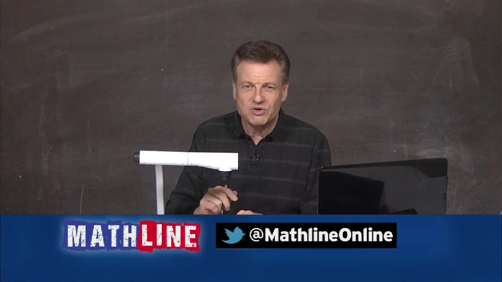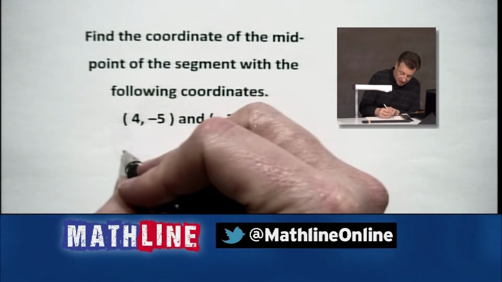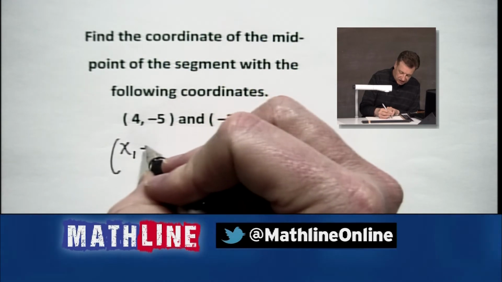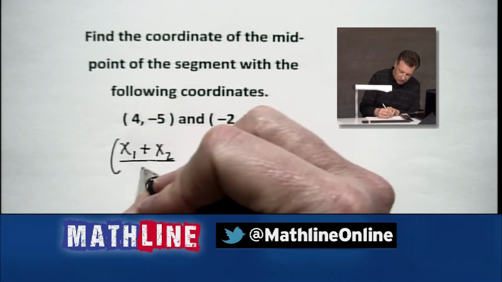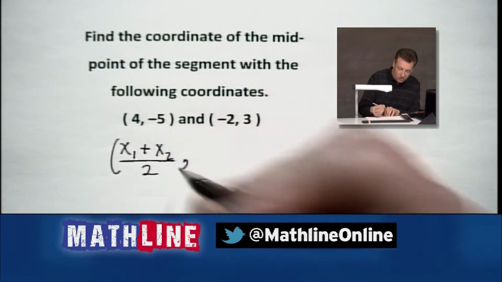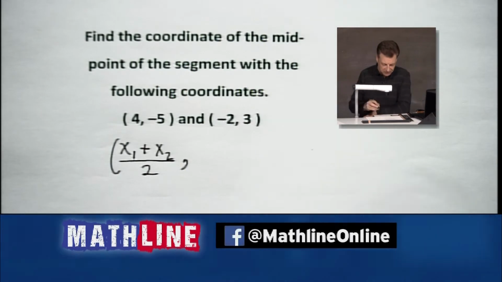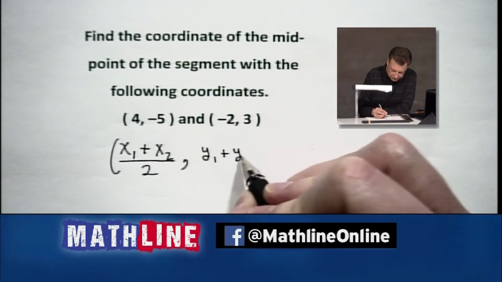So let's go to our formula one more time. Actually, a few more times here. Let's practice these things. We've got x1. The formula says we're going to take our first x plus the second x, and we're going to split it. We're going to average it. We're going to divide by 2. However you want to look at it. It's a sum, divide by 2. Over here, we're going to have the y's. We're going to add them together.